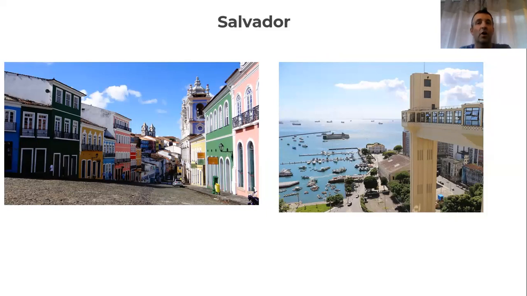Salvador is found on the coast, as you can see. So it's a really important place for its port and for trades like fishing. So there are lots of different types of houses, and you can see from the pictures that they look slightly different to the other cities as well.